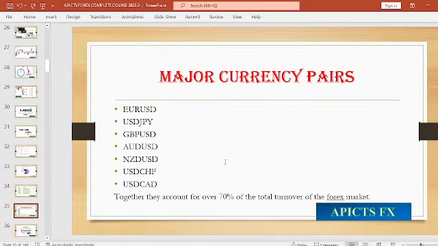Now, if I'm to give you major currency pairs that I want you to focus on, these are the ones: Euro USD, USD JPY, GBP USD, AUD USD, NZD USD, USD CHF, United States dollar versus Canadian dollar. All these combined together account for over 70% turnover in the forex market. What that therefore means is that you should make a choice of each of these. In fact, I want you to get familiarizing yourself with these instruments on your chart.